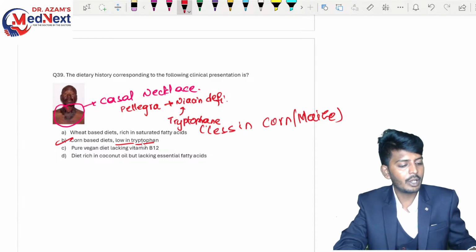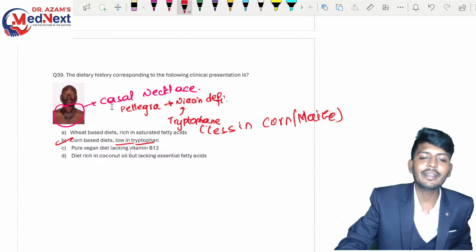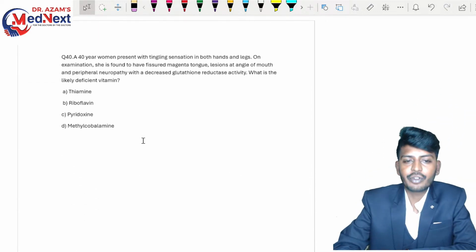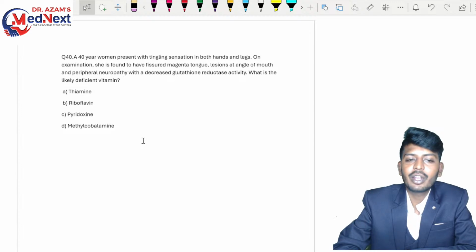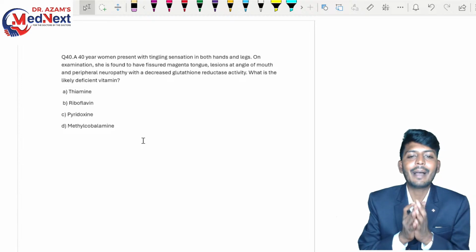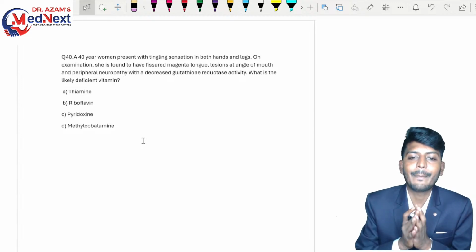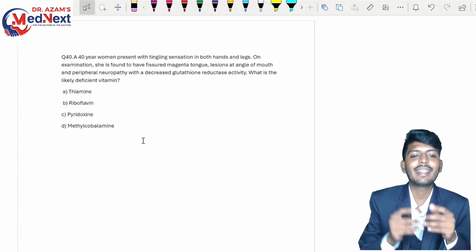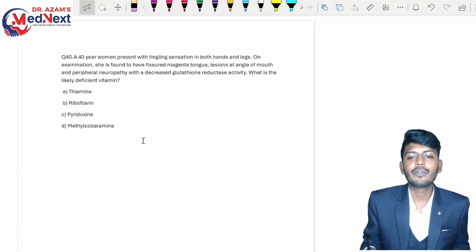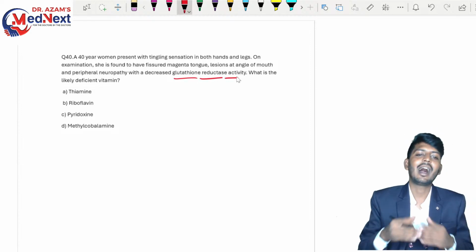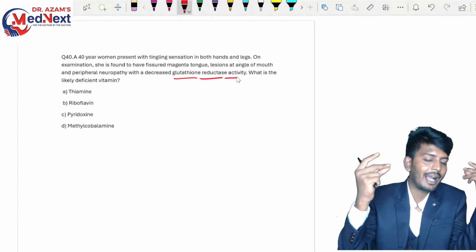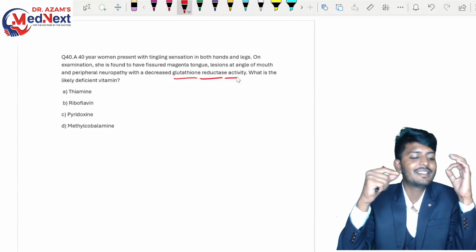Answer is B, absolutely correct answer Tarun Agarwal. Let's go to the next question, the 48th question. Okay, you have reached your 46th question. Let's look at the question. A 40-year-old woman presents with a tingling sensation in both hands and legs. On examination she is found to have a fissured magenta tongue, lesions at the angles of the mouth, peripheral neuropathy, decreased glutathione reductase activity. Already we have discussed this, glutathione reductase and angles of the mouth. If this comes, what will be the deficiency?